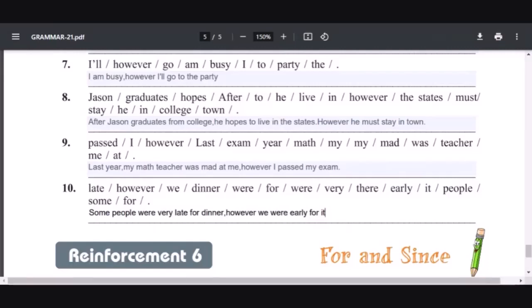Some people were very late for dinner. However, we were early for it. But there is missing there. Pero estaría faltando el there. Some people there were very late for dinner. However, we were early for it. Would that be okay? What do you think? In that case, with there. Can you repeat, please, teacher? Oh, yes. Some people there were very late for dinner. However, we were early for it. Does it sound good? Some people there, algunas personas de ahí. Yeah, it sounds good. Some people there were very late for dinner. However, we were early for it. Yes, some people there. Okay.